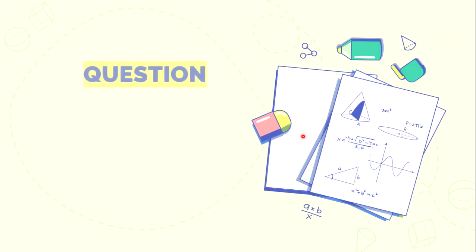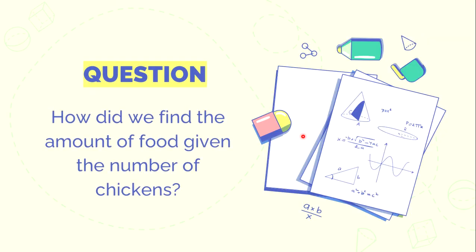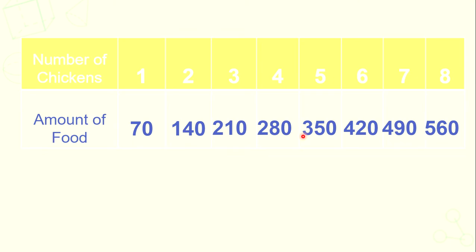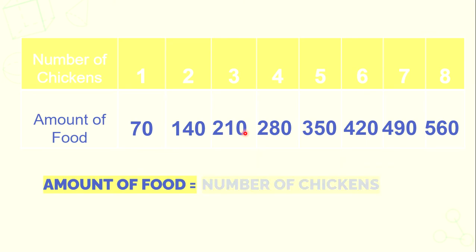Again, let's answer this question: how did we find the amount of food given the number of chickens? If this is our table earlier, once completed, the amount of food is equal to the number of chickens multiplied by 70, which is the amount of food for each chicken. So this is basically the application of the variables and the constant.